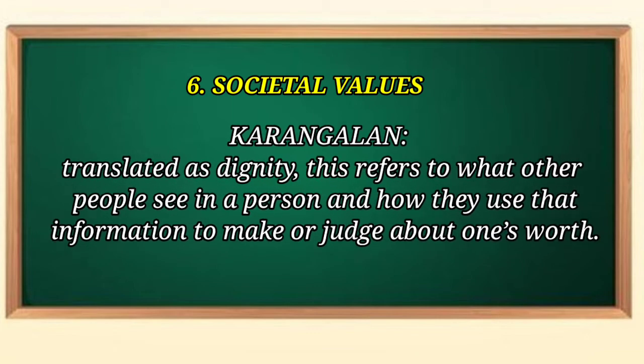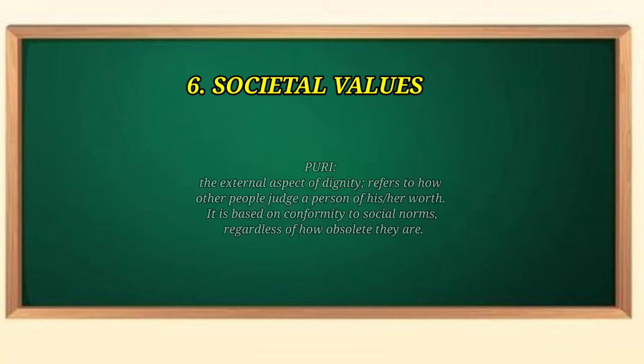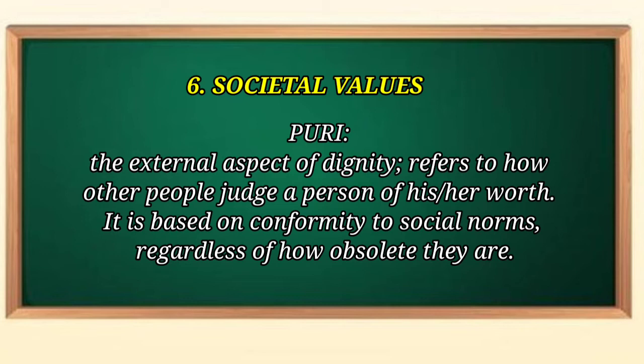Number 1, karangalan, translated as dignity. This refers to what other people see in a person and how they use that information to make or judge about one's worth. Number 2, puri, the external aspect of dignity, refers to how other people judge a person of his or her worth. It is based on conformity to social norms regardless of how obsolete they are.